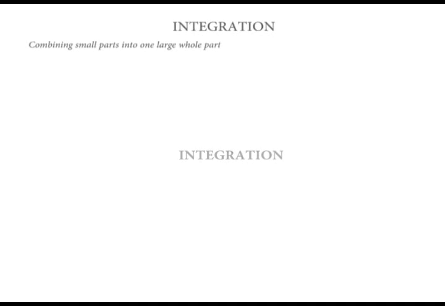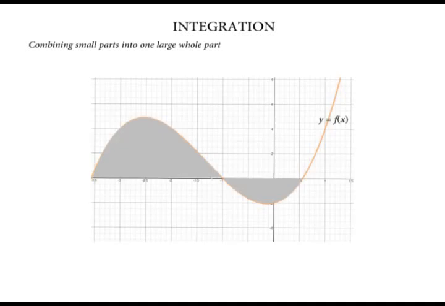Next chapter, integration. Now, to integrate basically means to combine small parts into one large whole. In calculus, integration deals with summing up values of a function over a given range, and it is usually used in finding the area of irregular shapes. In fact, integration is simply the reverse of differentiation.